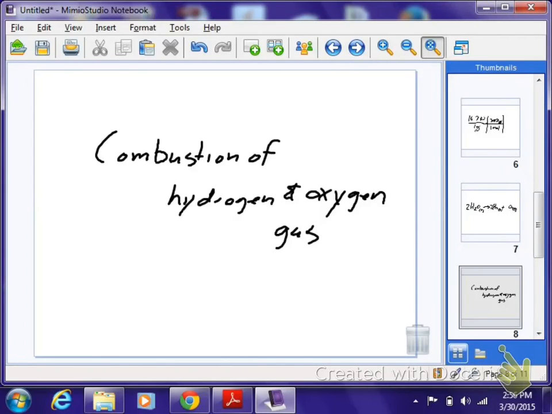So that is the opposite. Okay? So we would have the opposite happening. So we're going to do this in a balloon. We're going to do it one more time. We're going to take H2 plus O2, and we're going to get H2O.